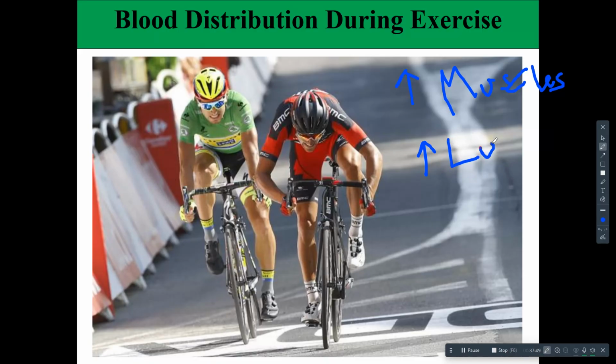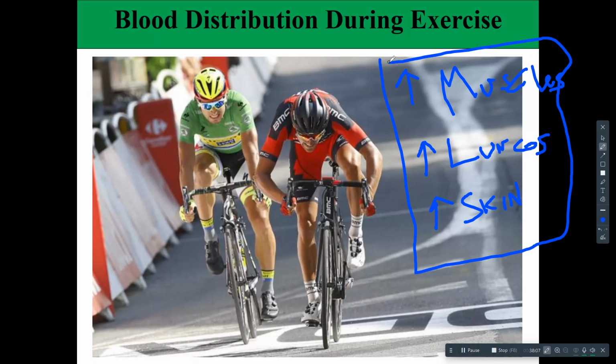We also need more blood to go to our lungs, so we can do gas exchange. And we need more blood to go to our skin, so we can get rid of that heat we generate during exercise. So these are three important changes in blood flow that occur during exercise that we got to know. I bet you knew these already just intuitively.